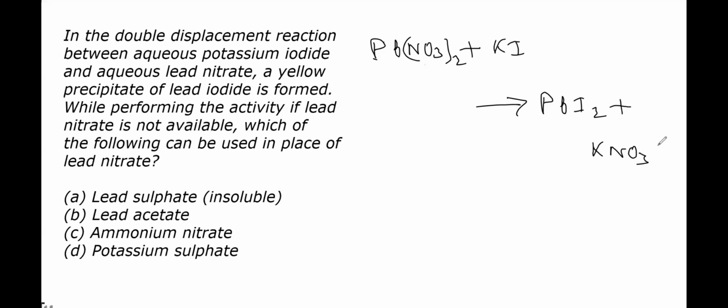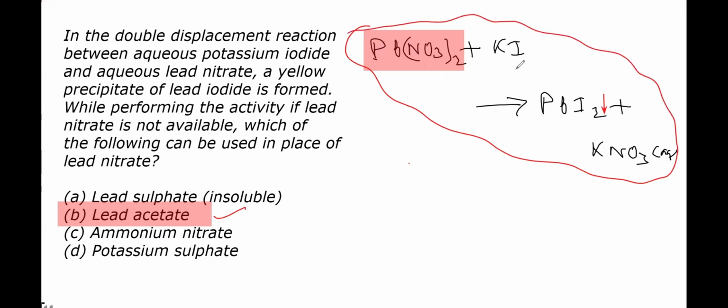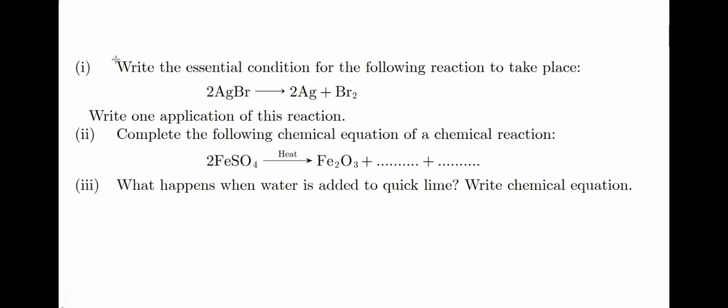So you should know that potassium compounds are always soluble in water. So it should be aqueous. And the precipitate so formed will be this. This is the precipitate formed. But then our question was, if lead nitrate is not present, we can use lead acetate, right? So the correct answer is this. The purpose of me writing this reaction is to make you recall it.